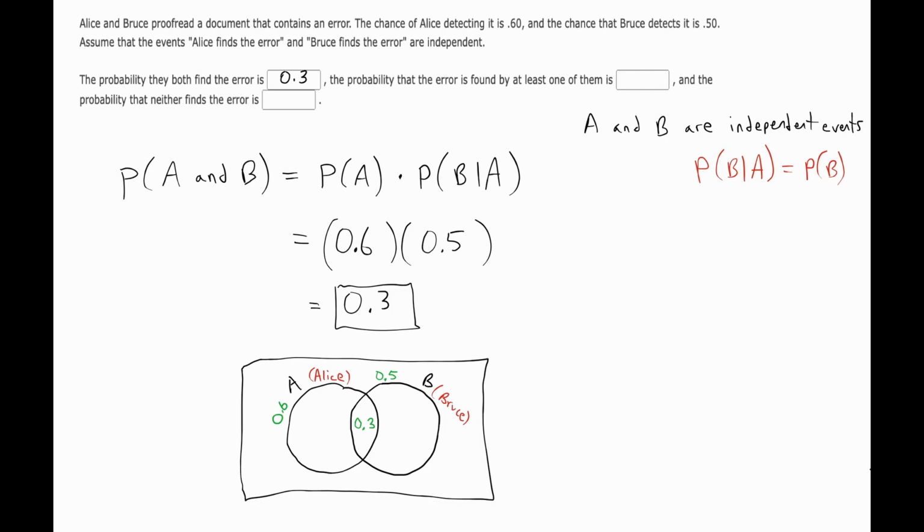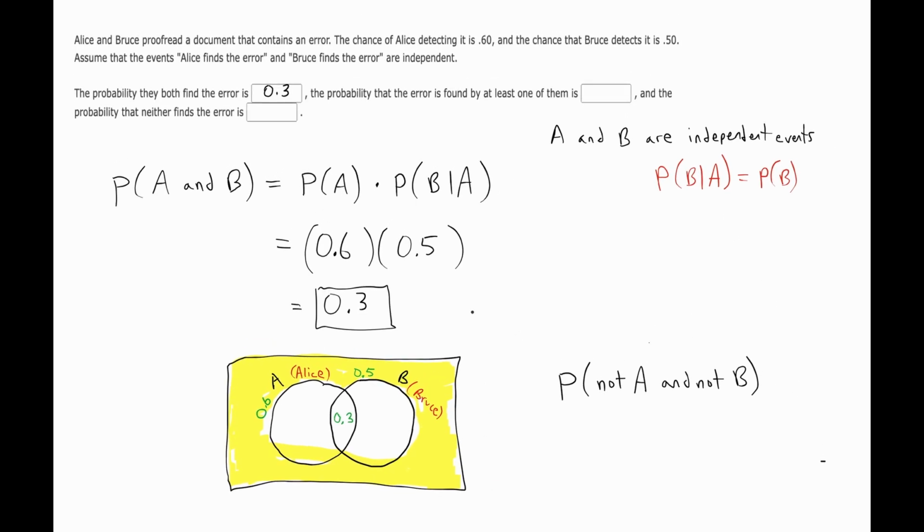So I'll start with the neither. If we want the neither region, we want the region that is out here. We don't want Bruce to find it, and we don't want Alice to find it. So we need the complement of the bubbled region. We need the yellow region here. One option is to say that you're going to find the probability of not A and not B. That's what we need.